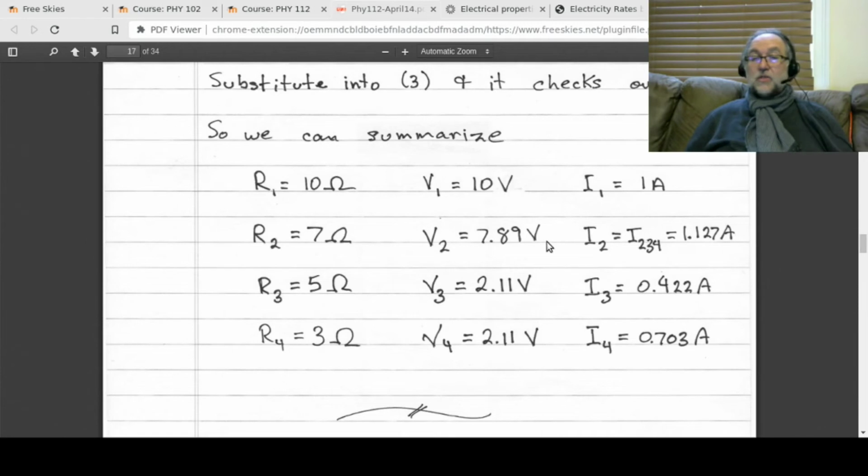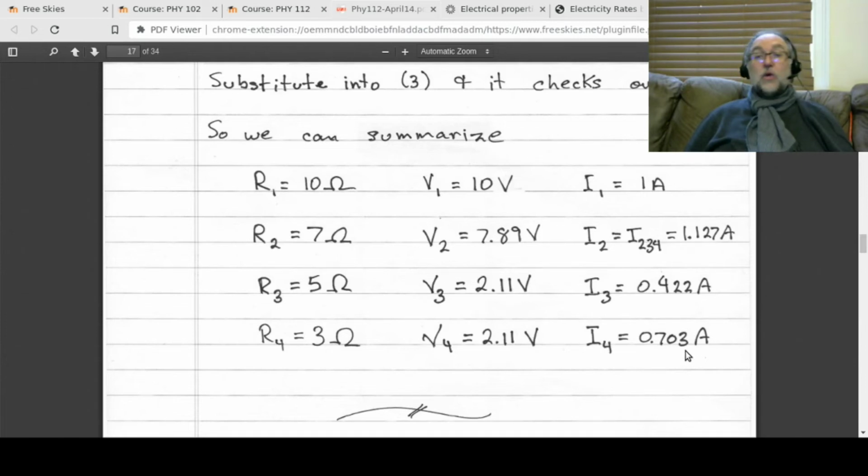The current through R2 was the same as the current through R2, 3, and 4, because they're in series, and that turned out to be that 1.127 amps. R3 was in parallel with R4, so it split that 1.127 amps into two. The voltage drop across R3 was 2.11 volts. It's the same as the voltage drop across R4, 2.11 volts, because they're in parallel, but the current got split.